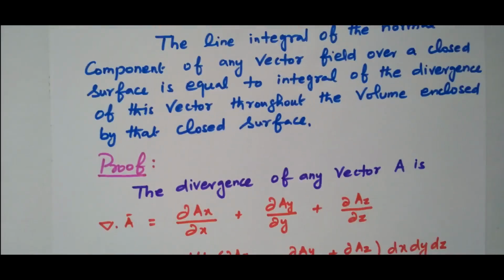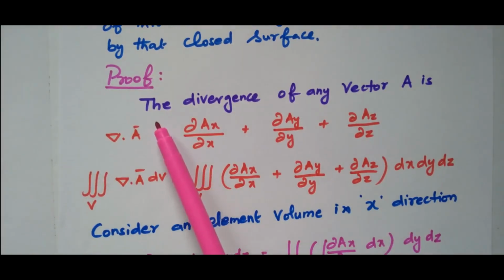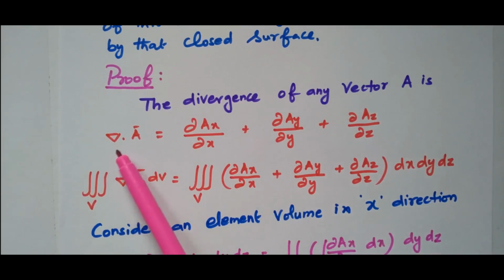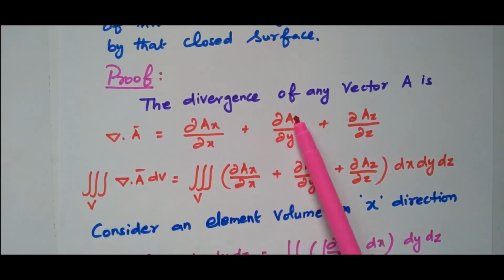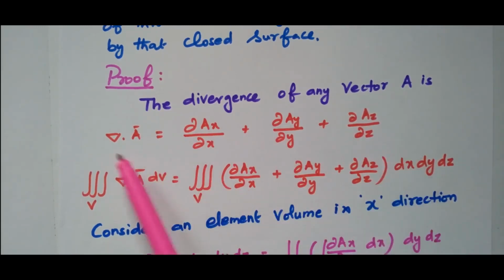Now we'll go to the proof of this. In this proof, first we'll start with the divergence. The divergence of any vector A is given by del dot A equal to dou Ax by dou x plus dou Ay by dou y plus dou Az by dou z, right? Here we are using the rectangular coordinate system, right? Del dot A is nothing but the divergence of A.